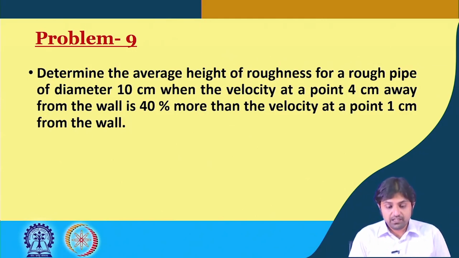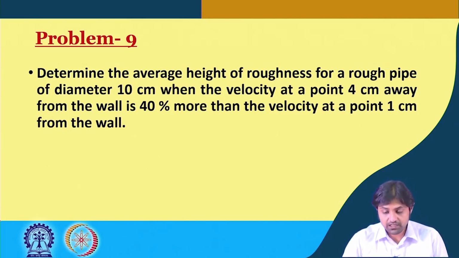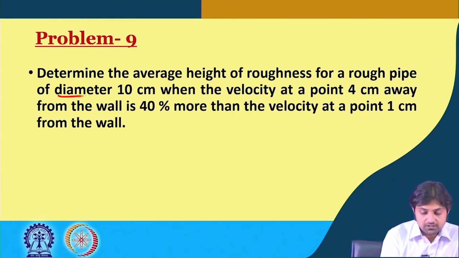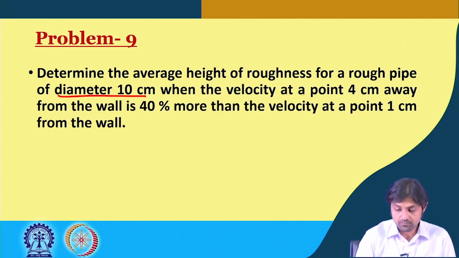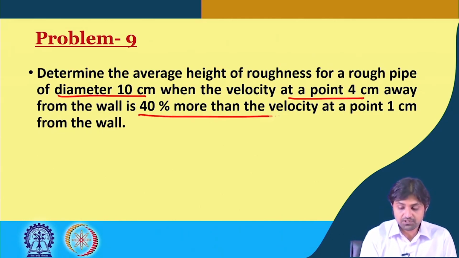give more understanding. Now the question is: determine the average height of roughness for a rough pipe of diameter 10 centimeter when the velocity at 0.4 centimeter away from the wall is 40% more than the velocity at 0.1 centimeter from the wall. So the diameter is 10 centimeter, when the velocity at 0.4 centimeter away is 40% more than the velocity at 0.1 centimeter away from the wall.